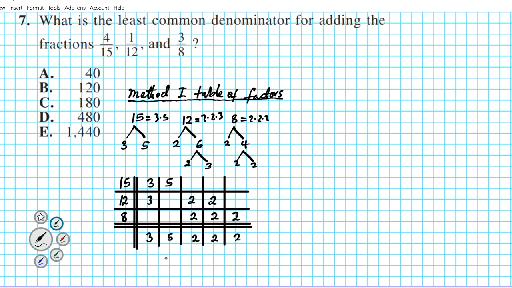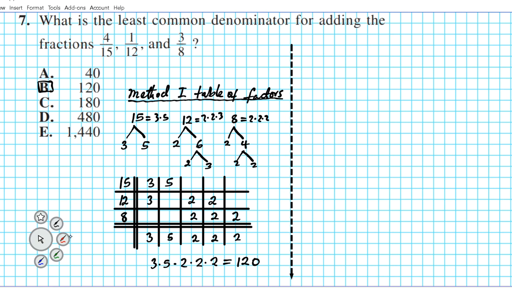So the LCD is 3 times 5 times 2 times 2 times 2. We can go 2 times 5 is 10. 10 times 3 is 30. And then 30 times 4 is 120. All right, so the answer is option letter B. Okay, so that's one way to find the LCD. Another way to find the LCD is using the method of completing common denominators.